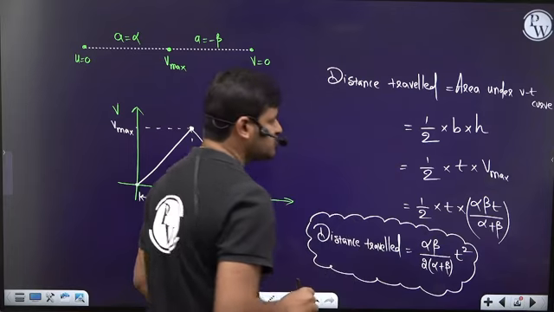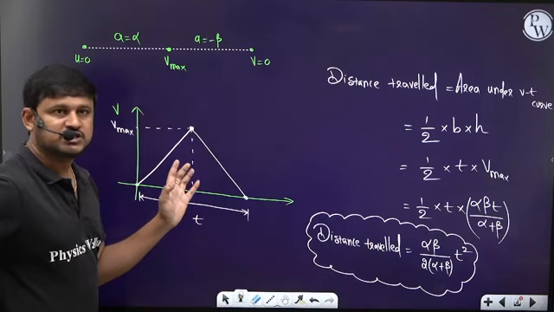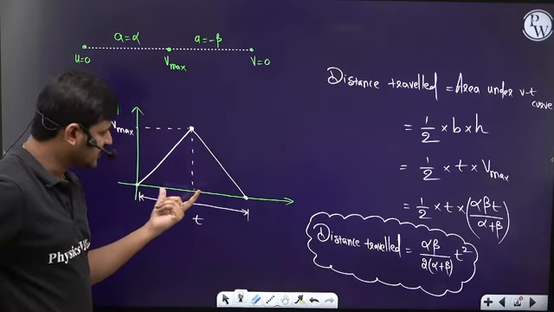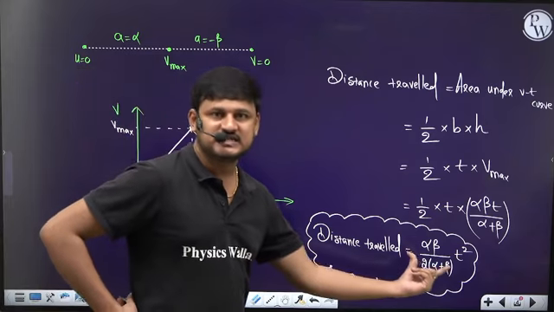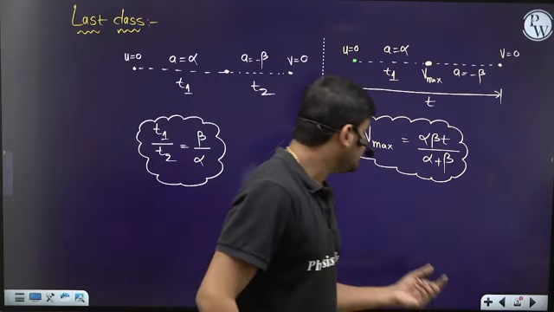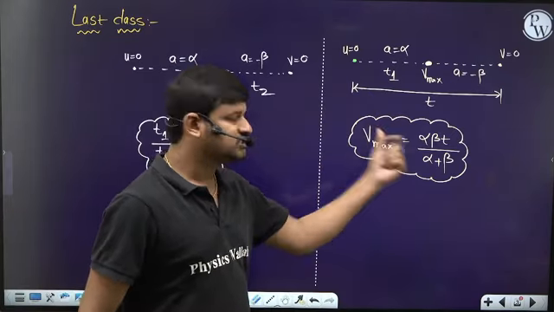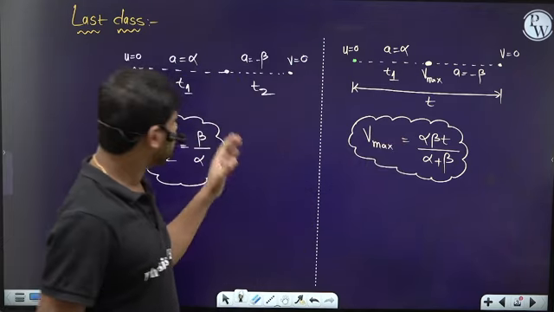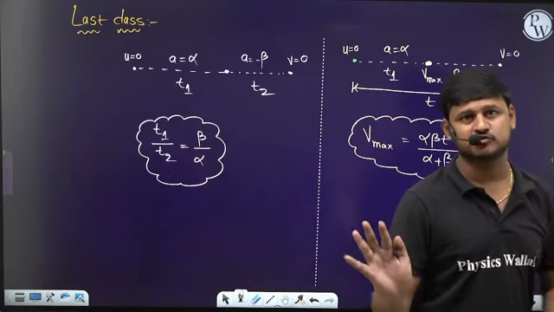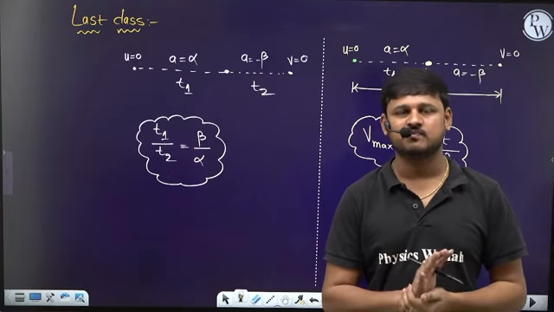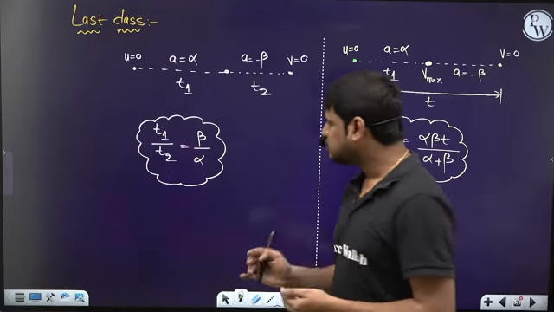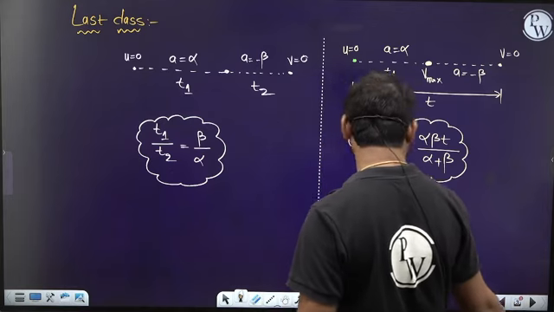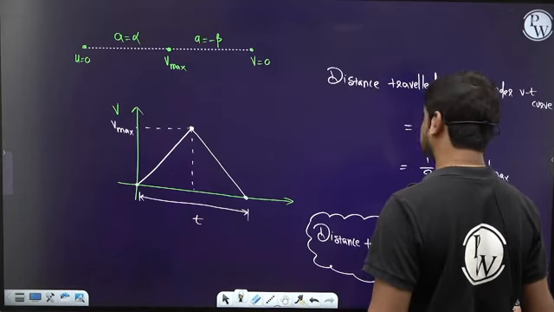If they ask a question based on the graph, they may ask what is the distance traveled by the body, or what is the maximum velocity, or what is the ratio of the times. From this situation they can ask any question. Hope it is clear now. Done? Chalo, now let's move to the next concept. Just note this point.